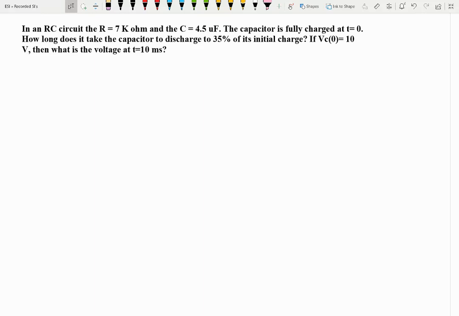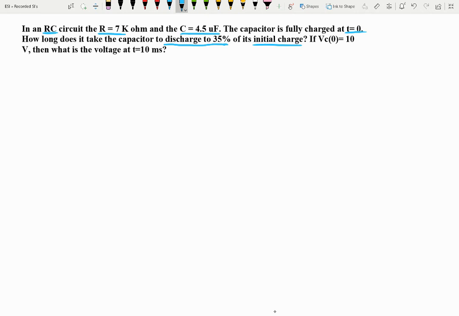Okay, let's take a look at this problem. It's a word problem, so let's take it apart. It says in an RC circuit, so RC just stands for resistor capacitor circuit, our R value is 7 kiloohms. Our capacitance value is 4.5 microfarads. That's supposed to be micro. The capacitor is fully charged at time equal to 0. How long does it take the capacitor to discharge to 35% of its initial charge?